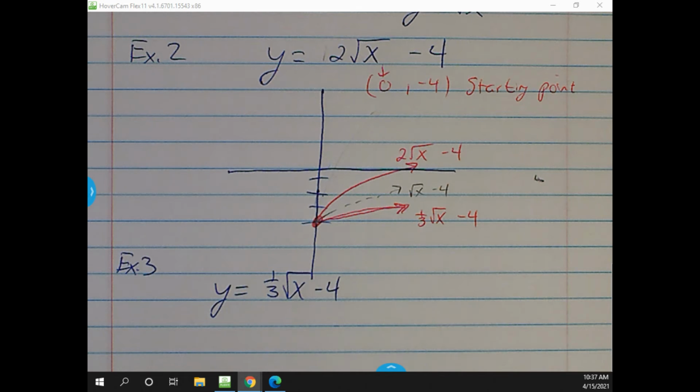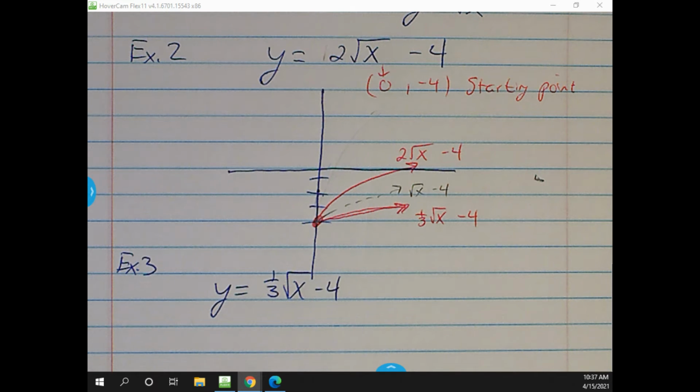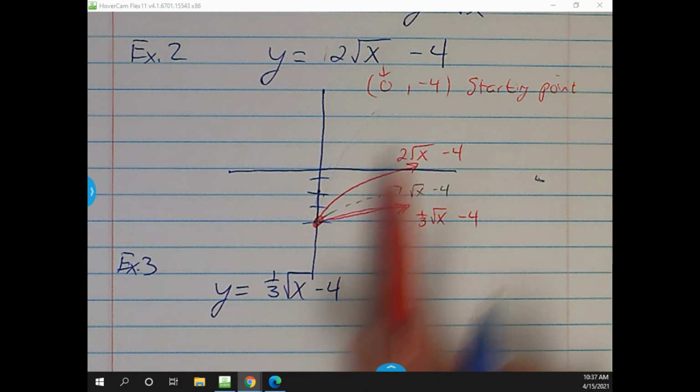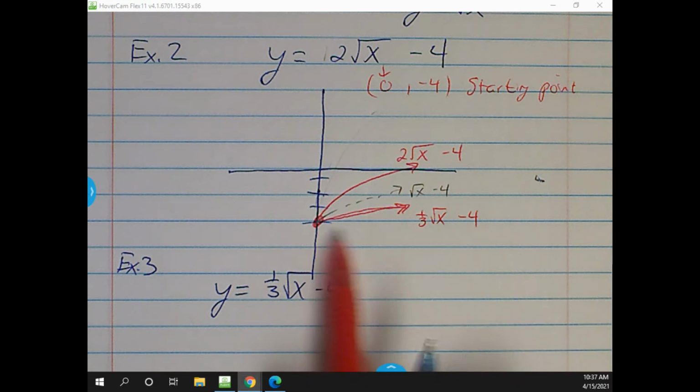Okay, so if it was just square root of x minus 4, that would be the dashed line we were talking about here. And again, if they put a number in front that's bigger than 1, it's going to be steeper. It's going to go up a little faster. If that number happens to be smaller than 1, if it's a half or a third or two-fifths or something like that, then it's going to be a flatter curve when it comes off of it.